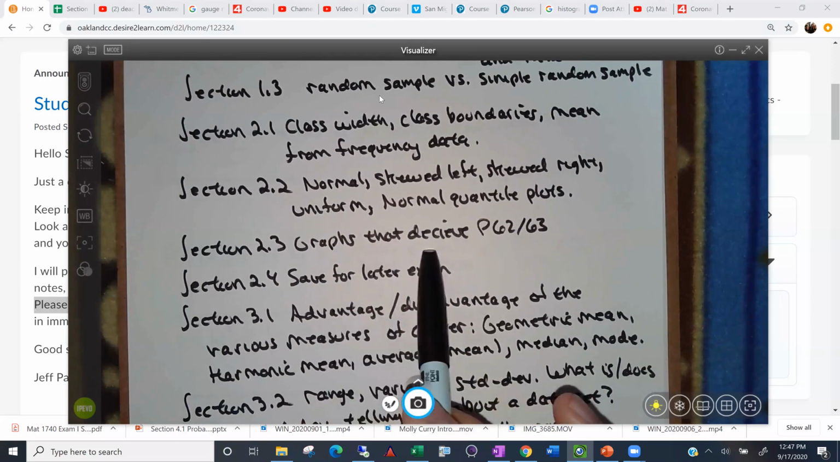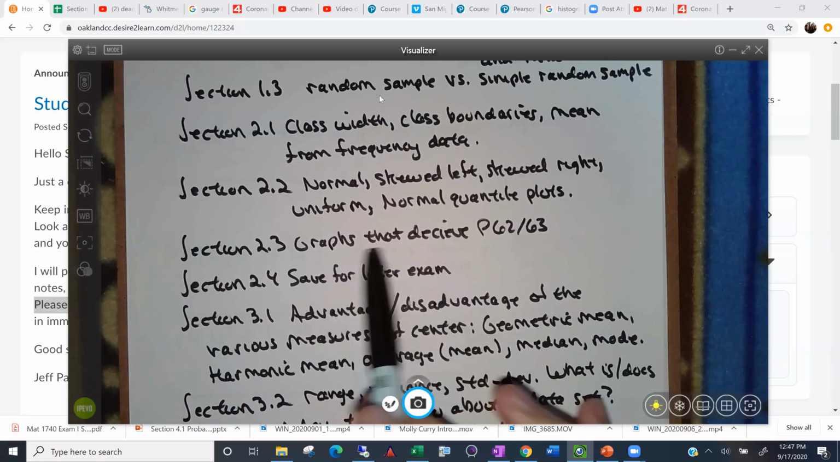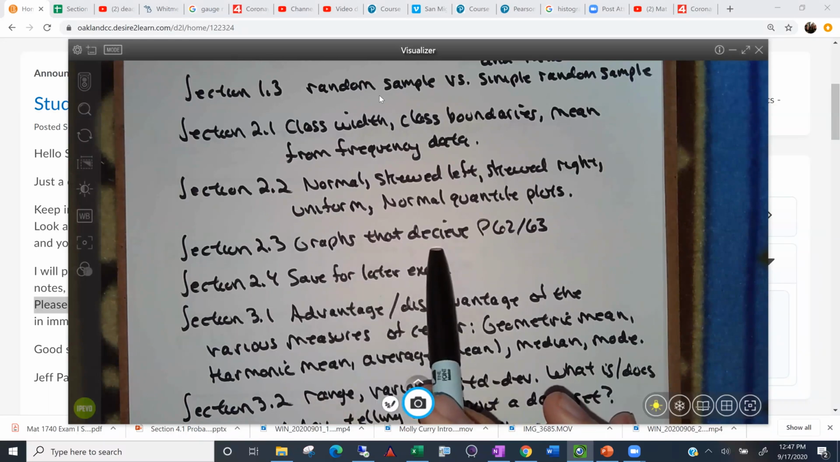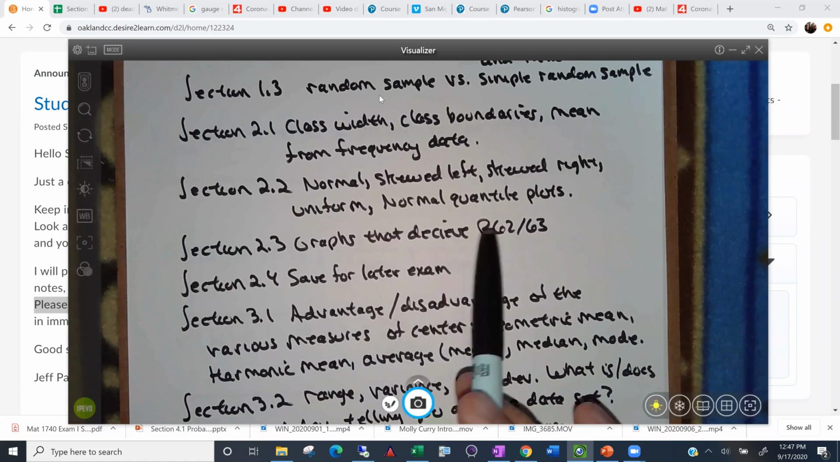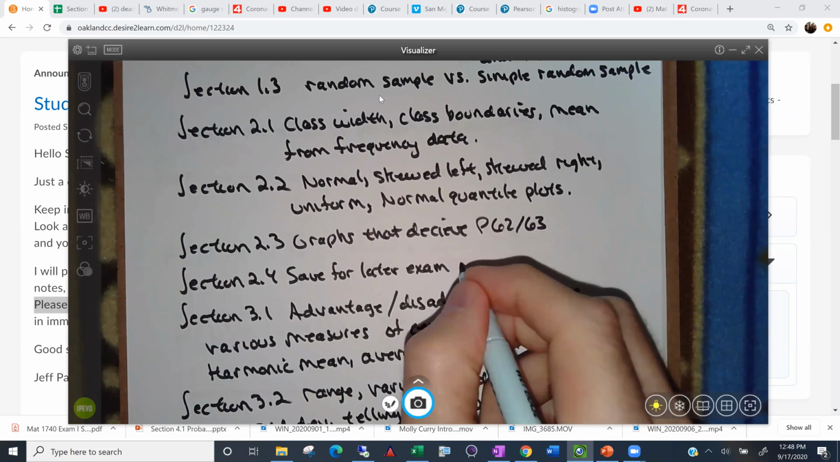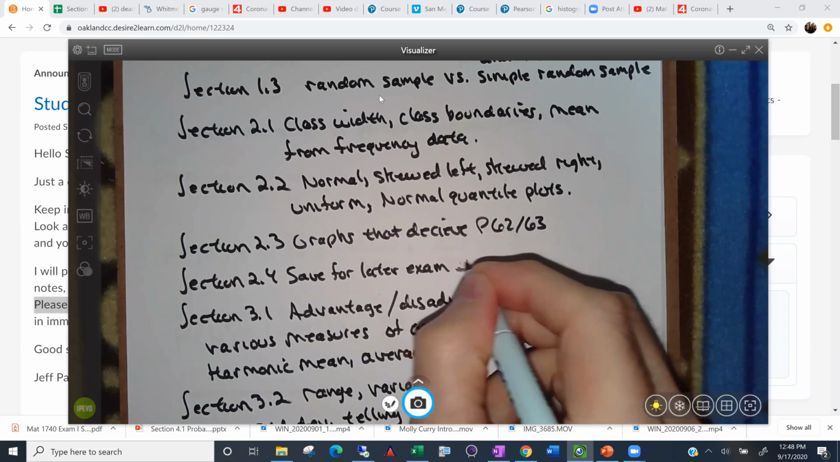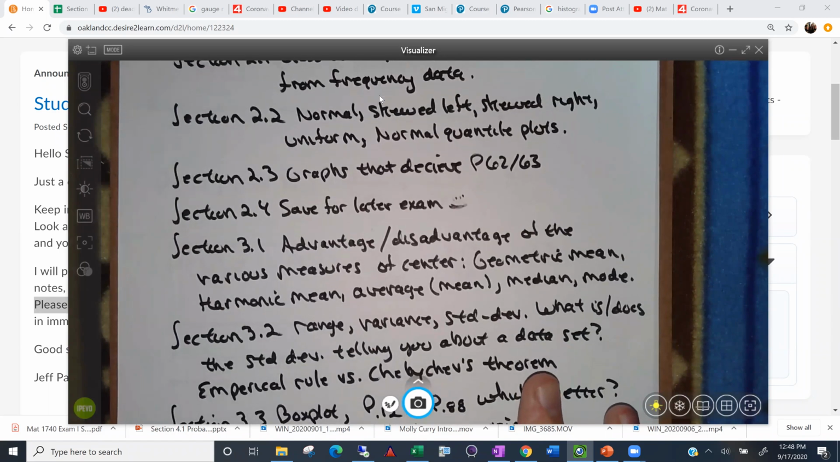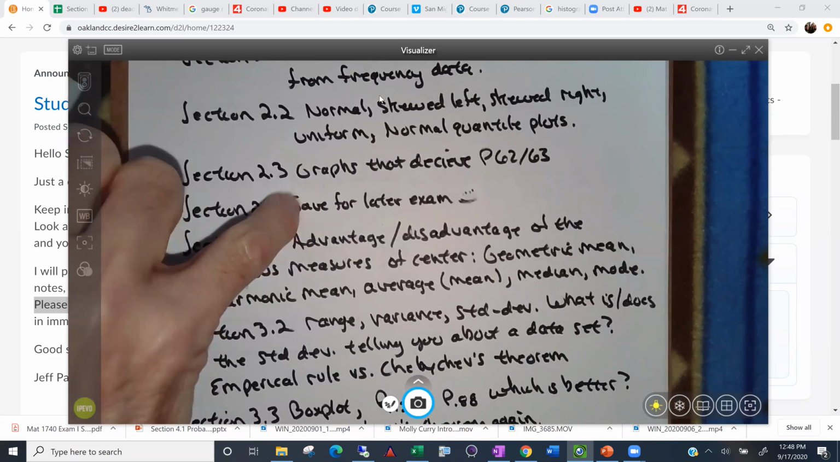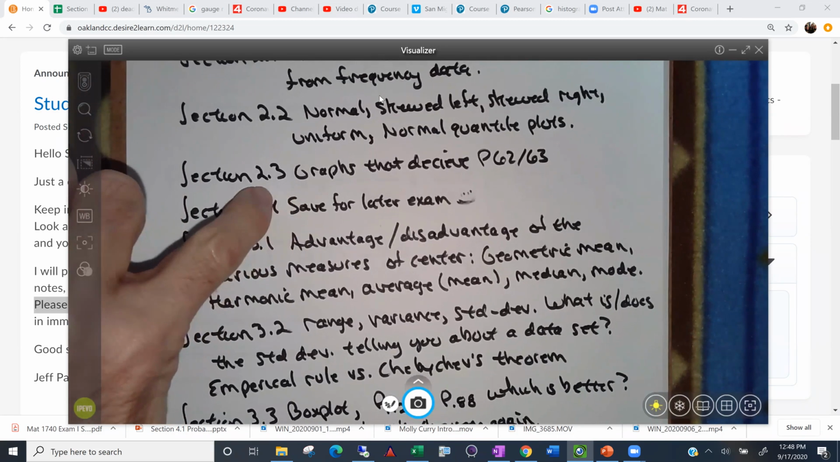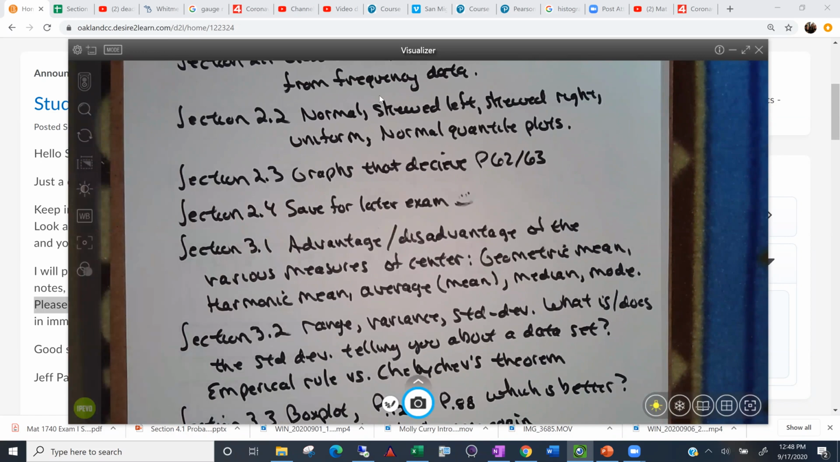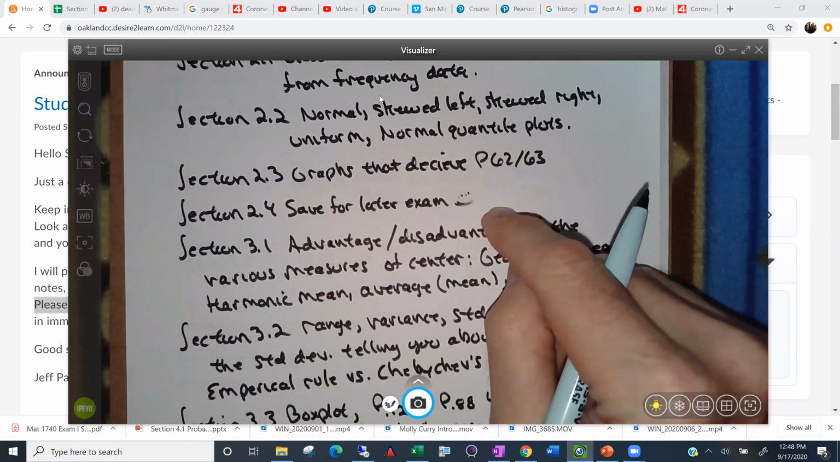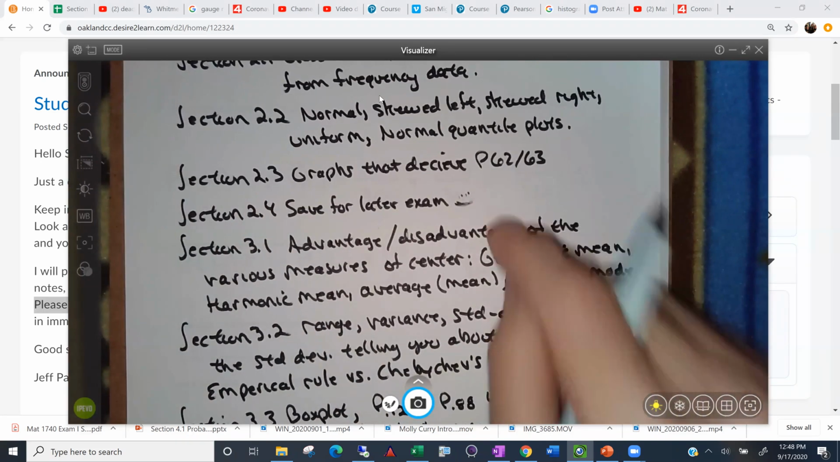Graphs that deceive and enlighten. Mostly the graphs that deceive, I want you to understand how some graphs can be deceptive. So that's on page 62 and 63. Check that out. Something that might make you happy right here. Section 2.4. I'm not going to quiz you on that in this one, mostly because we're covering all this stuff and then more again in chapter 10, I think it is. So there's plenty enough stuff that I can cover that I'm not going to cover that here.